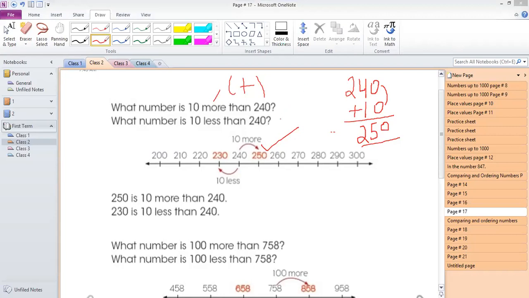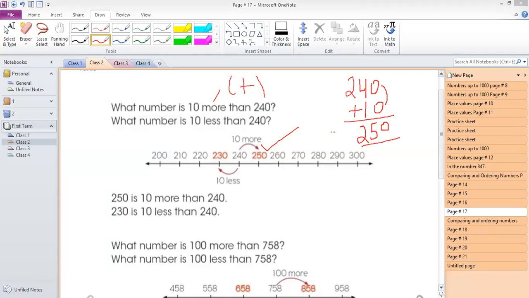So guys, same here. If I ask you what is 10 more than 260, you will say, sir, 270. What is 10 more than 280? You will say, sir, it is 290. What is 10 more than 200? You will say, sir, it is 210. So if you are checking with the number line, then you have to check the number exactly after that number. Or if you are doing it by addition, you will write the number and add 10.